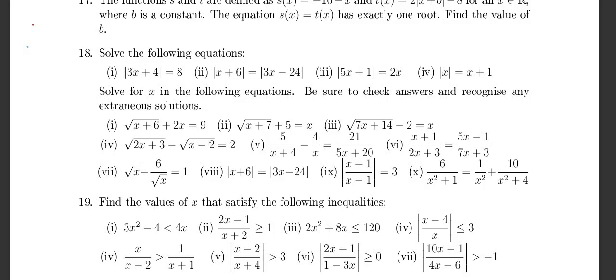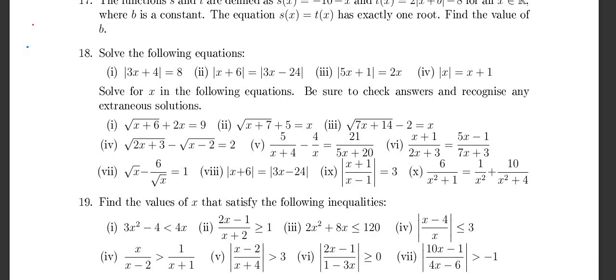Oh. Yeah. Then question 18, this part here, how about this part here? This is the part where you square one side and you square the other side, right? Yes, you square one side and then, yeah.